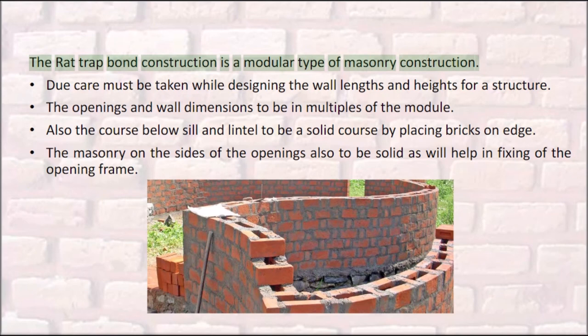The rat trap bond construction is a modular type of masonry construction. Due care must be taken while designing the wall lengths and heights for a structure. The openings and wall dimensions are to be in multiples of the module. Also the course below sill and lintel is to be a solid course by placing bricks on edge. The masonry on the sides of the openings is also to be solid, as it helps in fixing the opening frame.